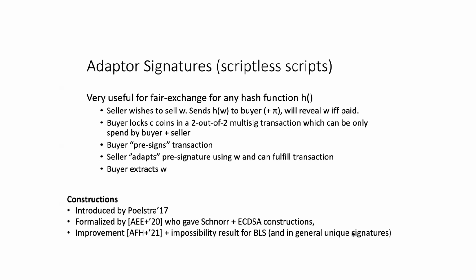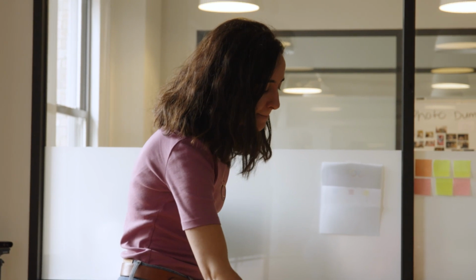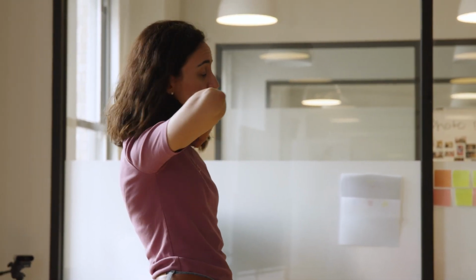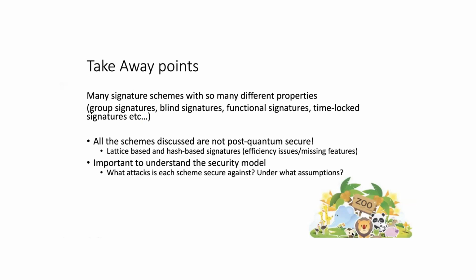I'm sorry to keep you longer, and I just want to conclude with some takeaway points. There's literally a zoo of digital signatures, many schemes with many different properties, and I didn't even cover every single signature scheme that we have seen in the blockchain space. All the schemes that I discussed are not post-quantum secure, so there's a lot of discussion on what we can do with post-quantum secure schemes. We know lattice-based and hash-based signatures, but there are efficiency issues or missing features in such schemes.